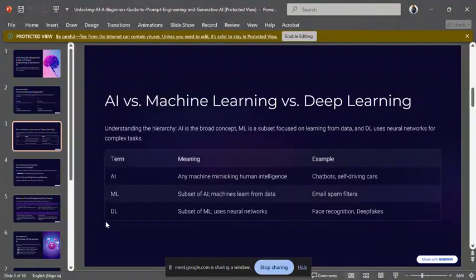Now, you have another one, which is deep learning. A subset of machine learning that uses neural networks. And when we talk of neural networks, this is another part of AI that is very vast.